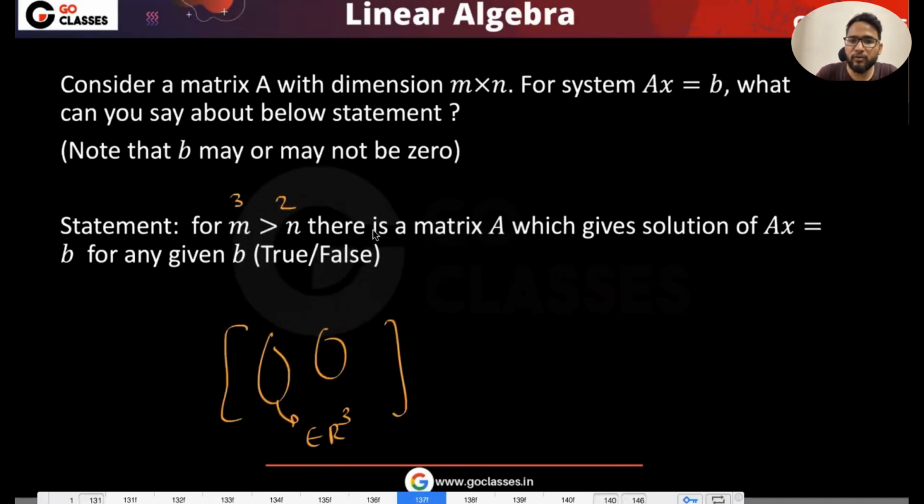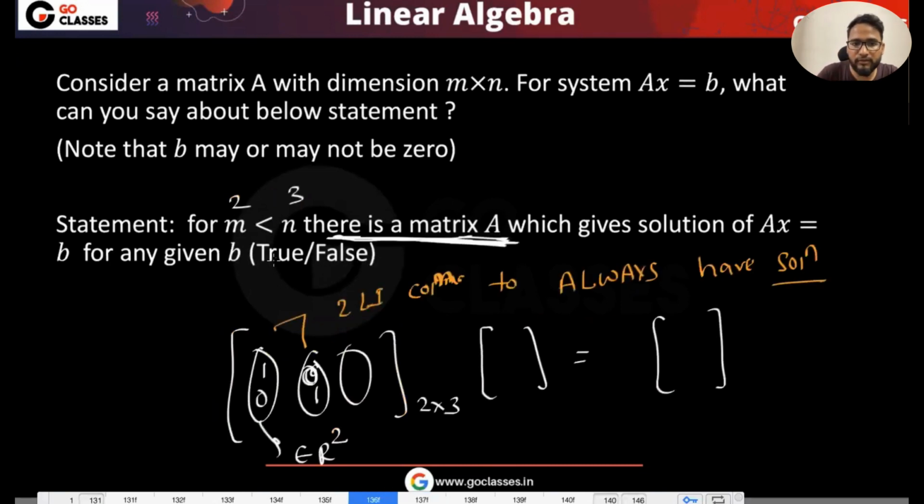3 is greater than 2. Then there is a matrix A which gives solution of Ax equal to B for any given B. Here they are saying you have just 2 columns in R3. Can you fill the space using these 2 columns? Then the answer is no. So here the answer is false.